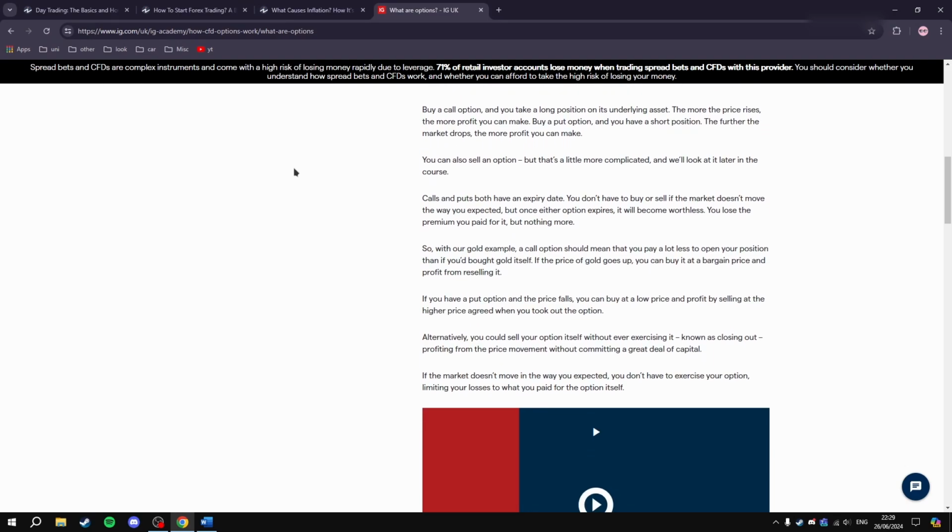Buy a call option and you take a long position on its underlying asset. The more the price rises, the more profit you can make. Buy a put option and you have a short position. The further the market drops, the more profit you can make.